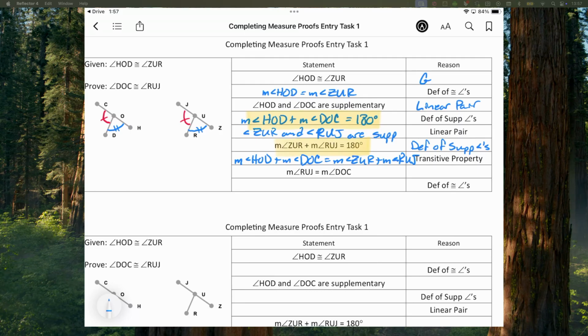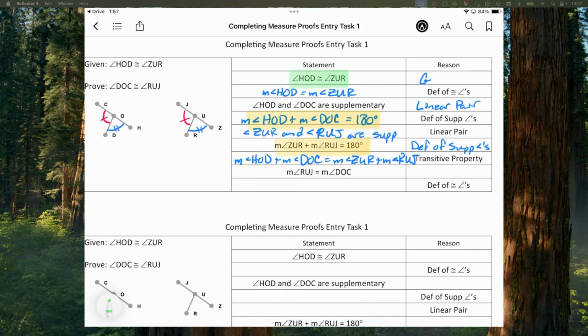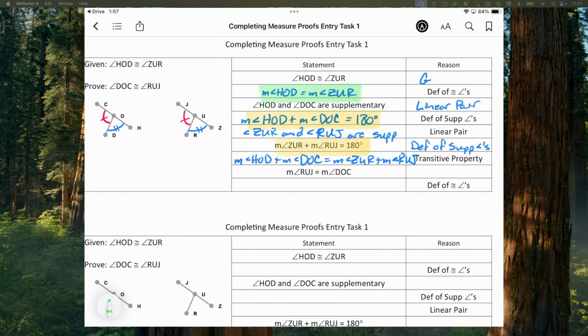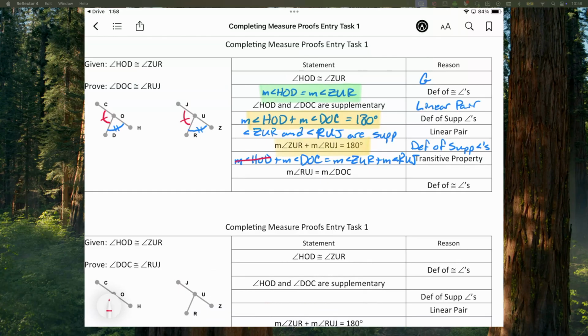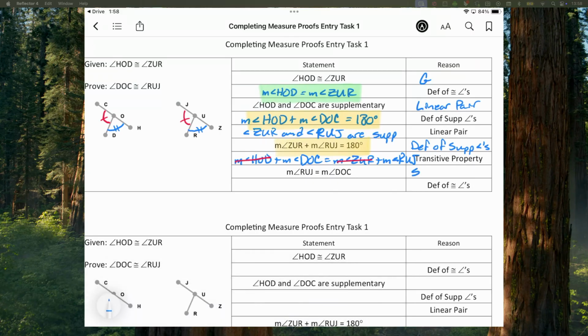Now looking back up at the top, since HOD and ZUR are equal, or since their measures are equal actually, we can subtract them from both sides. HOD and ZUR are equal, so we are subtracting the same thing from both sides. That leaves us with RUJ and DOC. The reason we were able to do that is because of subtraction.